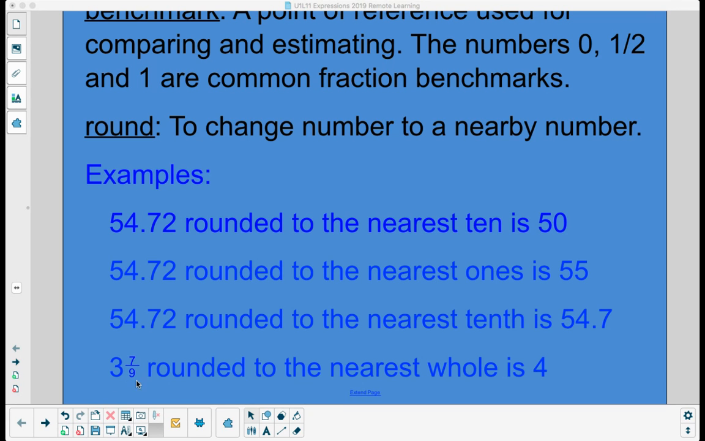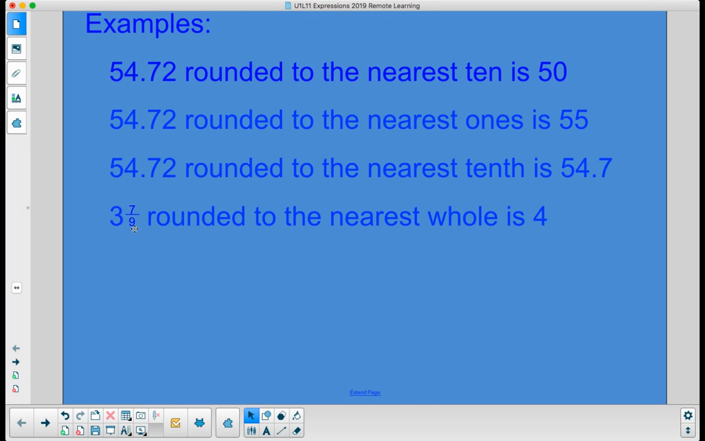Now when I'm doing it with a fraction, it's the same thing. 7 ninths. Well, half of 9 is 4 1/2. 7 is more than 4 1/2 ninths, so I have more than half for my fraction, so it rounds up to 1.